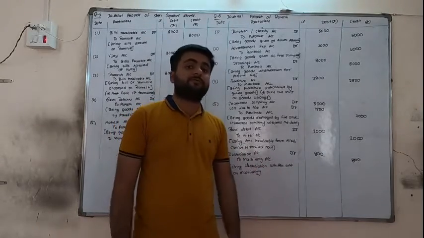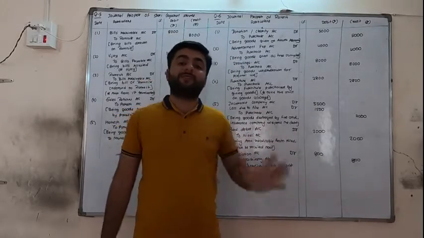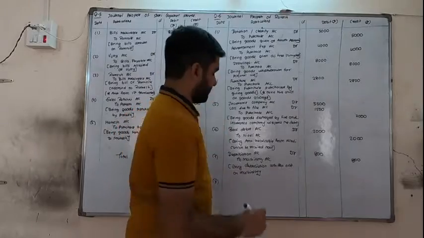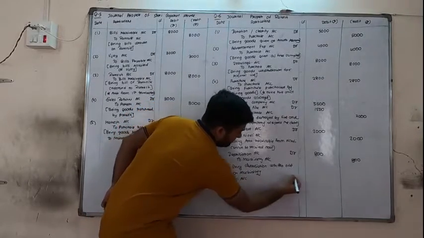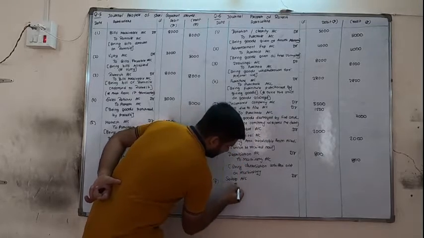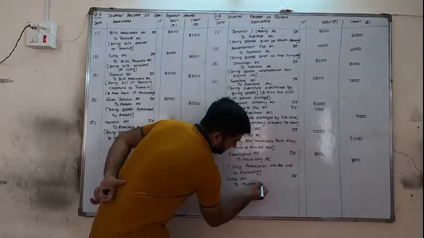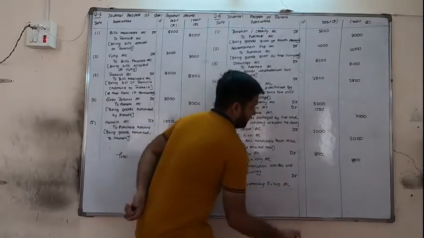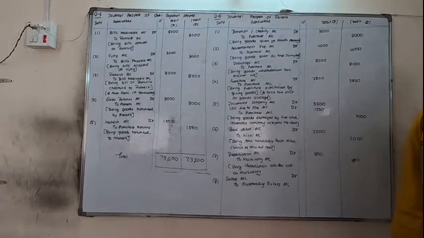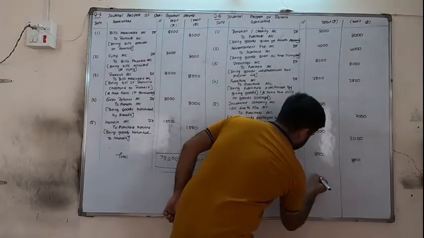Now if name is also not given, what entry we can write? Salary debit and salary outstanding should be credited, because no name is given. We have learned this concept in chapter number 5. Salary account debit. You can see the same concepts there. Outstanding salary account. Amount is 7,800.